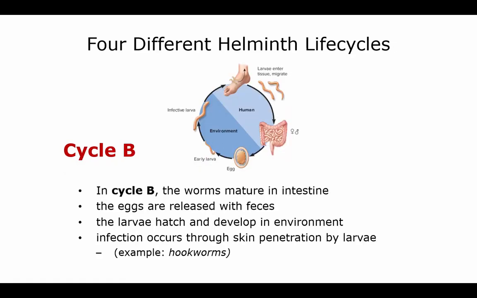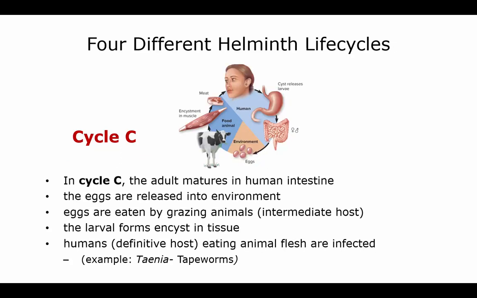In cycle B, again, the worms mature in the intestine and the eggs are released with the feces. Then the larva hatches and develops in the environment, and it penetrates the skin like hookworms do when you walk barefooted.